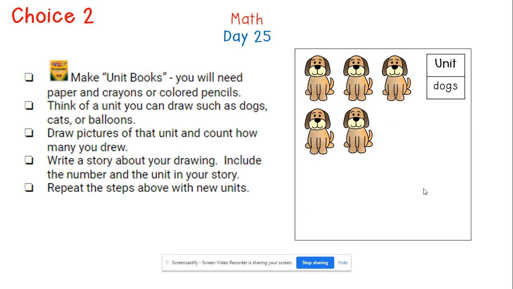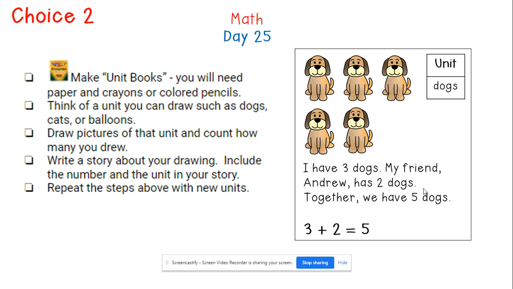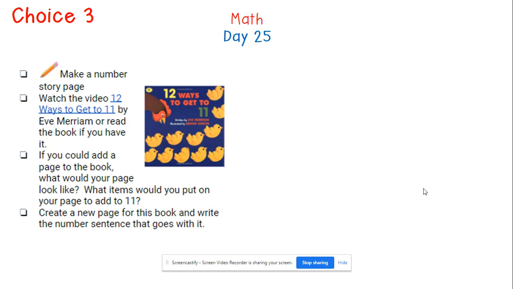So here's my example. I used dogs. I drew 5 dogs, and up here it says units, dogs. And then I made my story. I have 3 dogs. My friend Andrew has 2 dogs. Together we have 5. And I included my number sentence on the bottom. 3 plus 2 is 5. And you can make several different unit papers with this.